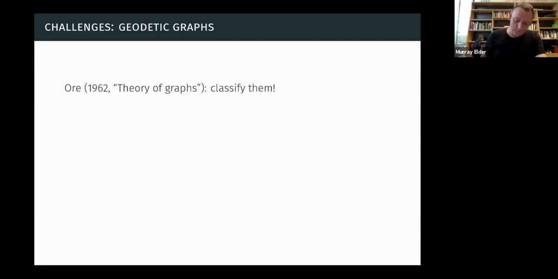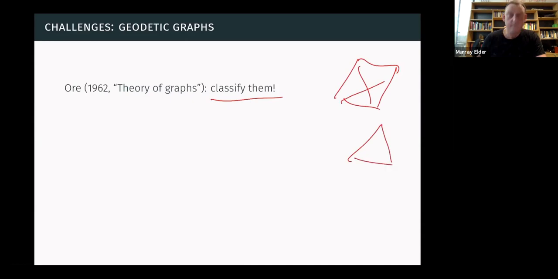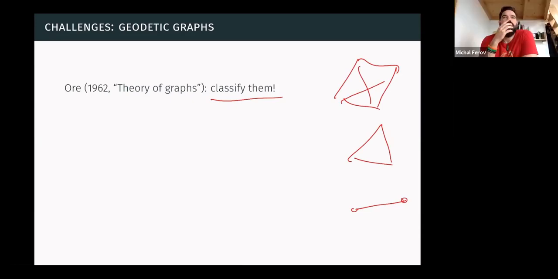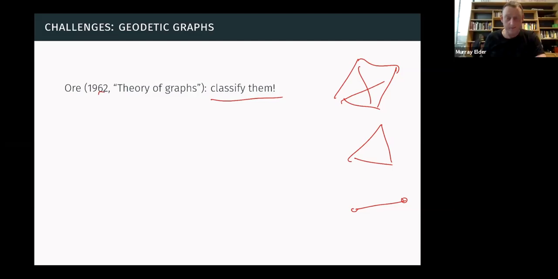So one of the challenges in Orr's book is to classify the geodetic graphs. So obviously we already saw one. Every time you have a complete graph, that's geodetic because there's a distance 1 between every 2 points. But what else can you have? So that's the question. It's a very old question, so surely we know by now.